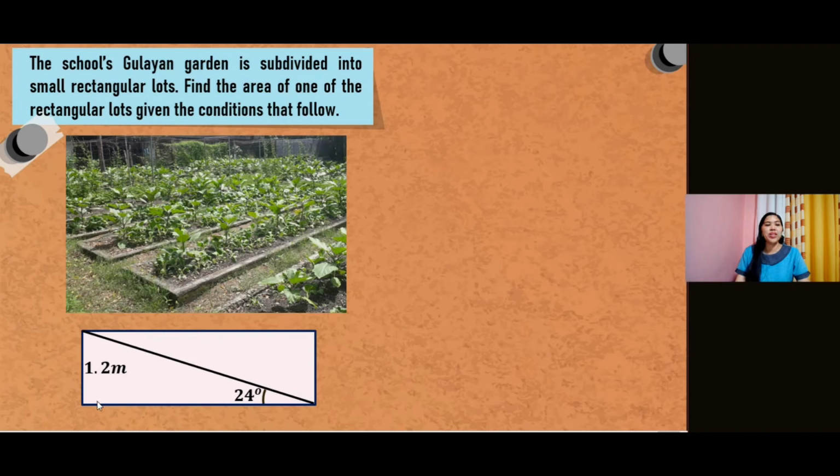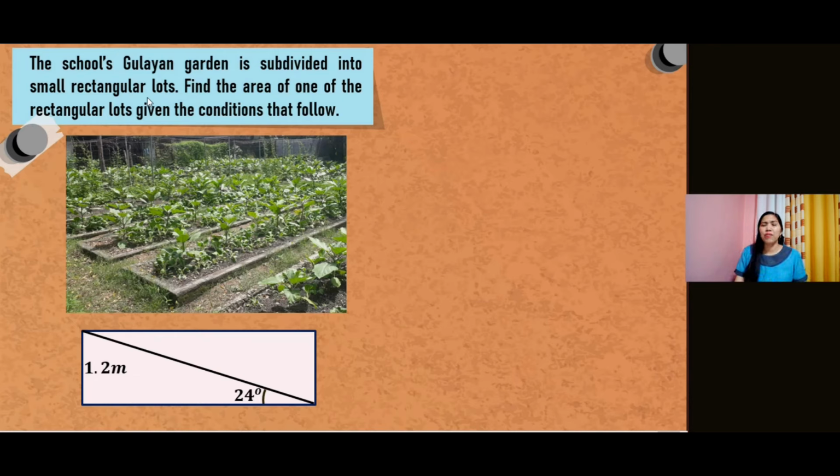Now you're given the condition that this side here is 1.2 meters, and this angle is 24 degrees. Take note, what are we looking for here? We're looking for the area. In our problem, we are given the clue, rectangular lot. So your lot is a rectangle.